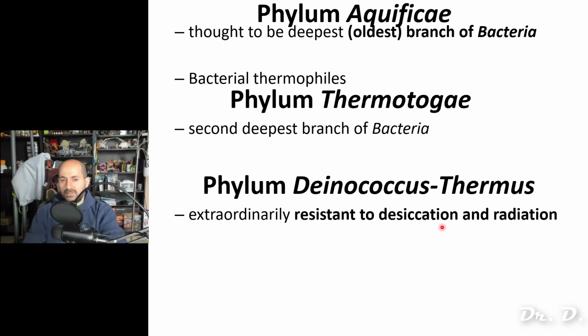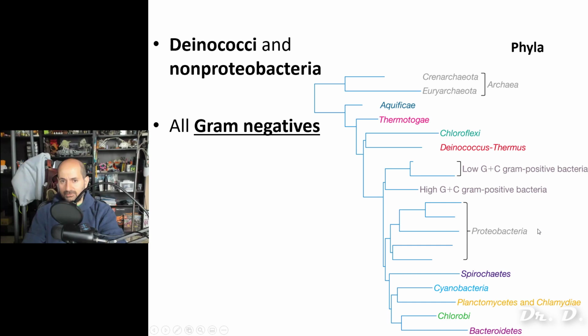Most bacteria prefer a moist environment, or they need some access to water. However, the Deinococcus-Thermus are more resistant to desiccation. They are also more resistant to radiation, okay? So that's what I need you to know about these guys, the Deinococcus-Thermus.